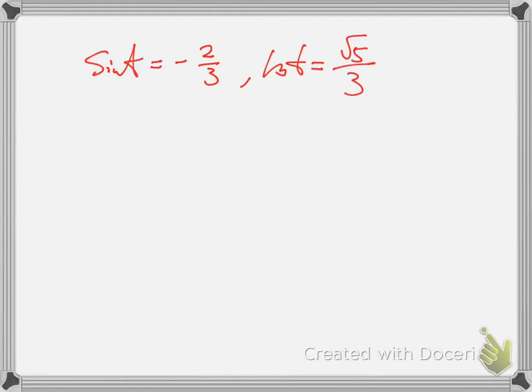Another example. We have sine t is negative 2 over 3. Cosine t is radical 5 over 3. Find tangent.